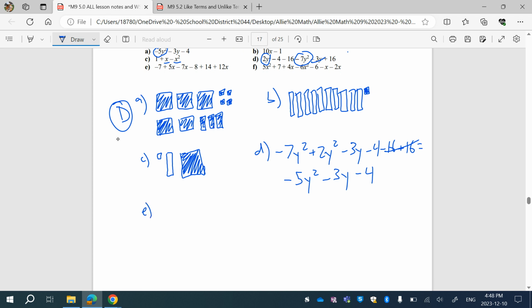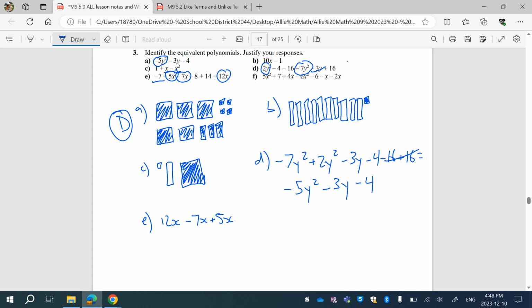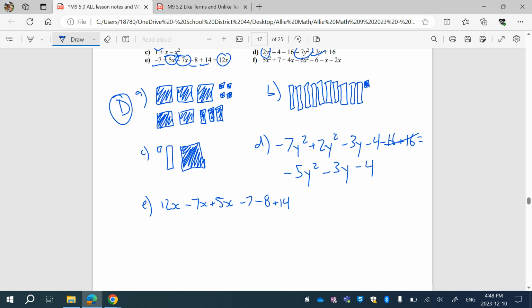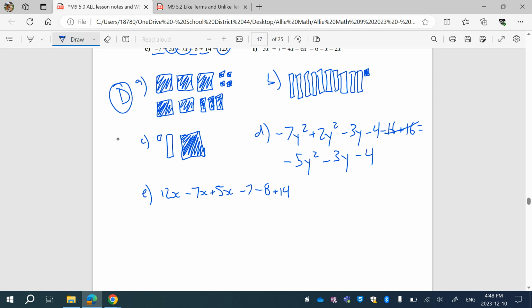Let's do E. Let's gather our like terms. We've got a 12x, we've got a negative 7x, we've got a positive 5x. So let's go 12x, subtract 7x, plus 5x. And then we have our negative 7, negative 8, a positive 14. So let's go subtract 7, subtract 8, plus 14. And now let's just add these up. 12x subtract 7x is going to be 5x. And 5x plus 5x is 10x.